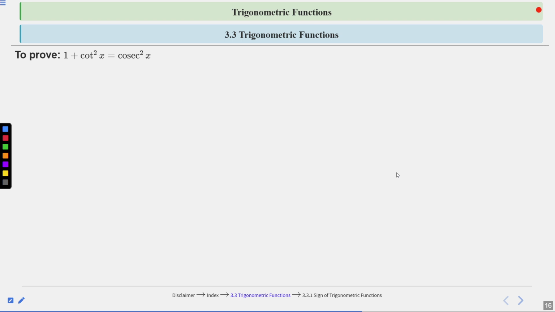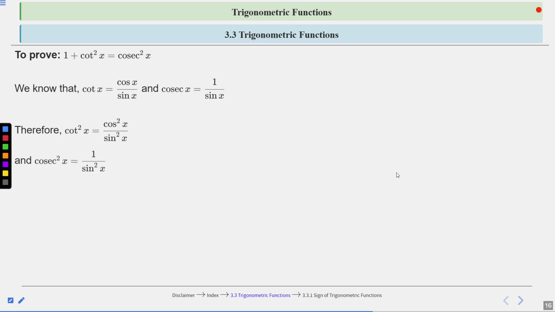Okay, let's see. We know that cot x is basically equal to cos x upon sin x, and cosec x is equal to 1 upon sin x. Therefore, cot square x will be equal to cos square x upon sin square x, and cosec square x will be equal to 1 upon sin square x.